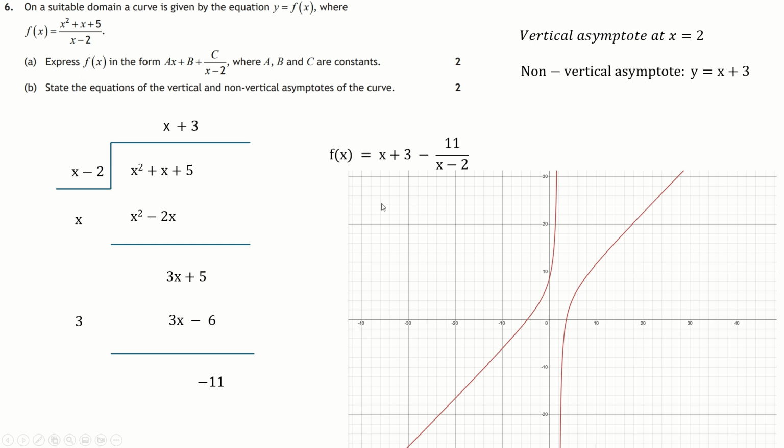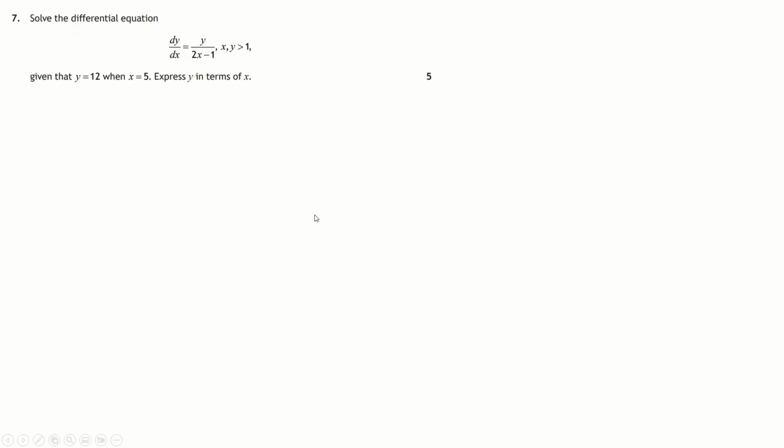If you look at Desmos, you can see at x equals 2 is a vertical asymptote. It tends towards infinity and minus infinity, and as x gets bigger and bigger, then f of x approaches x plus 3, which you can hopefully see if you just imagine drawing x plus 3. It starts looking like it. Question 7 then.